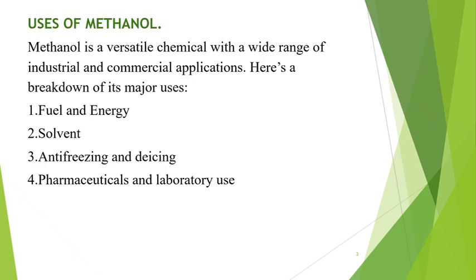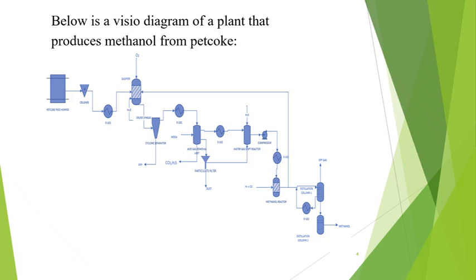Uses of methanol. Methanol is a versatile chemical with a wide range of industrial and commercial applications. Here is a breakdown of its major uses. Methanol serves as fuel and energy producer, as a solvent, as an antifreezing and de-icing agent, and for pharmaceuticals and laboratory uses. Below is a visual diagram of a plant that produces methanol from pet coke.